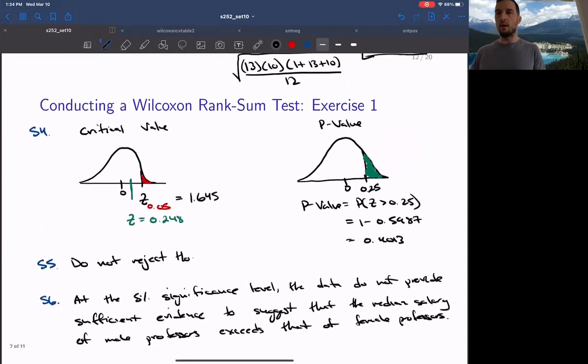All right, and that's your Wilcoxon Rank-Sum Test. Again, this is our non-parametric alternative to the independent two-sample t-test.